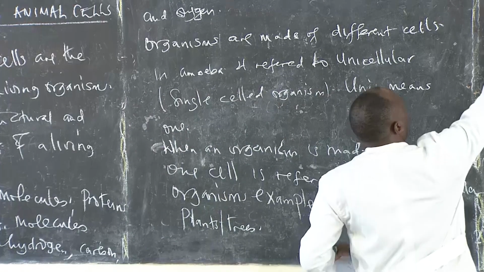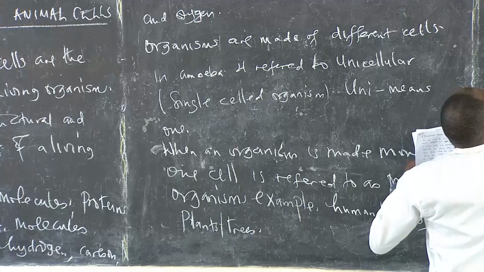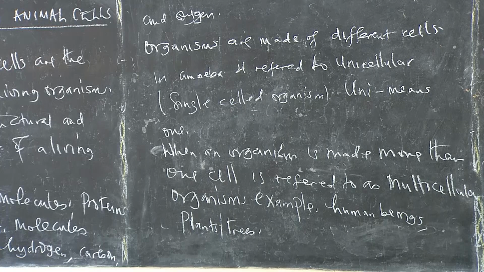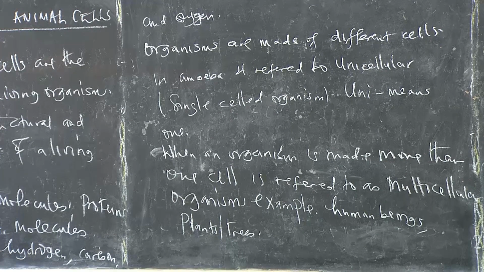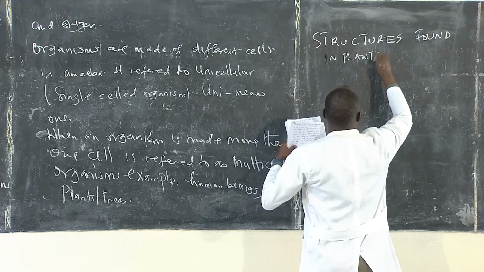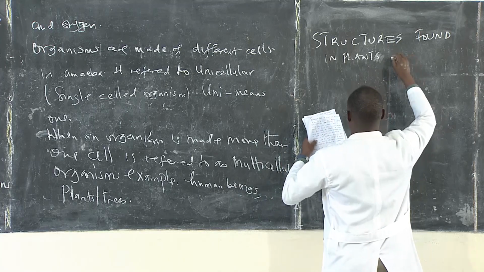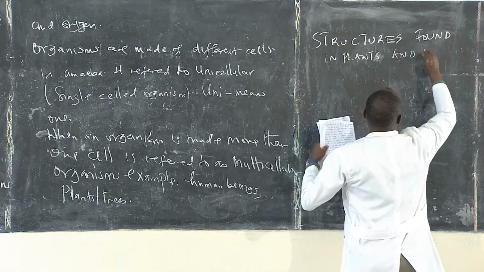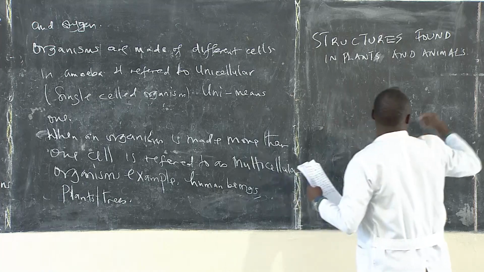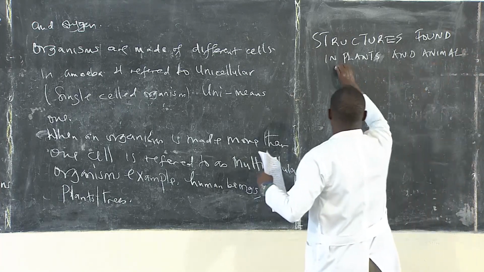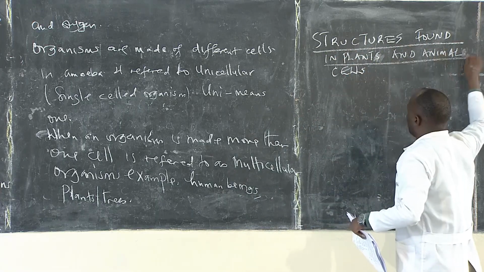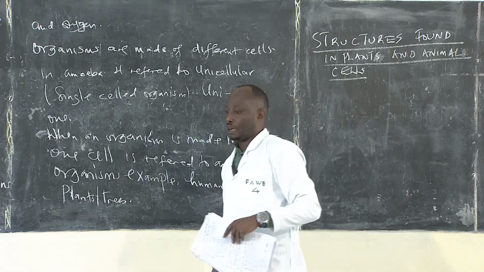We're going to talk about the structures found in plants, as well as in animals. What are these structures that make up plant and animal cells? Let's try to see what are the major structures that make up the plant cell and an animal cell.